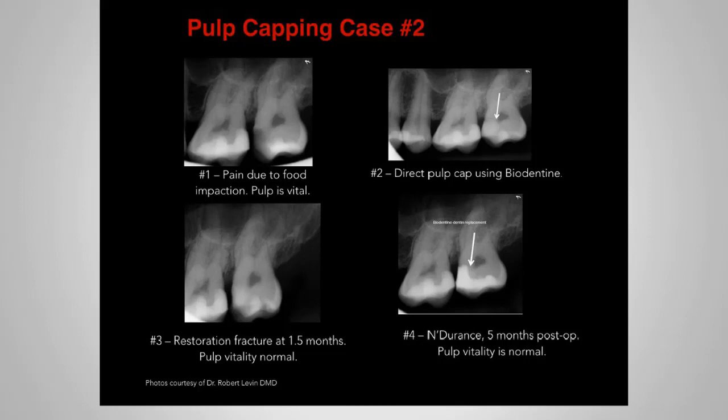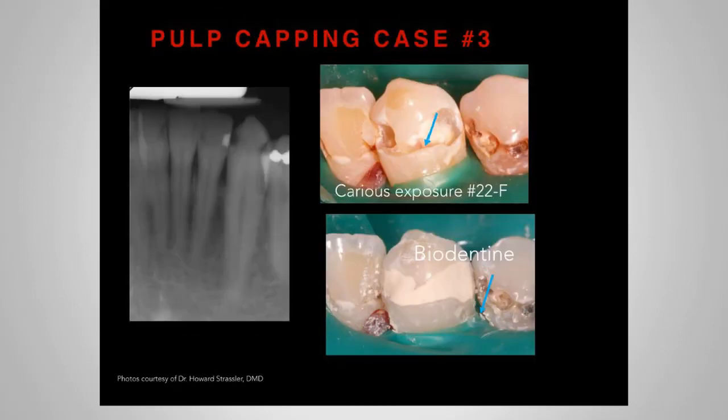I mean, these are really the keys here. Like everything else, it's case selection, but this is one of those things that gives you a real fighting chance when it comes to handling pulp exposures, both carious and non.